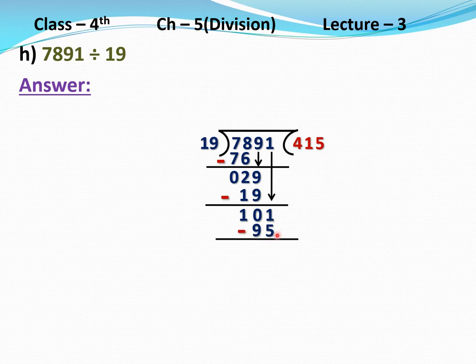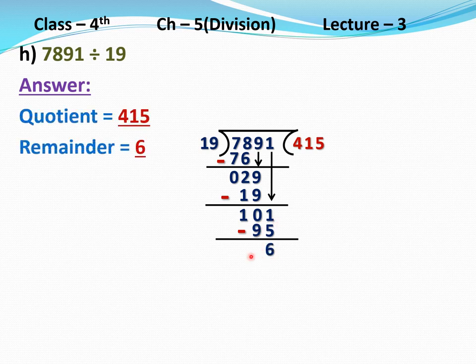1 minus 5 is not possible, so we will take a borrow from the next number. But this is 0. We can't borrow from this 0, so we will take a borrow from this 1. This 1 will give the borrow to this 0, so this 0 will become 10. Now this 10 will give a borrow to this 1. This 1 will become 0 and this 10 will become 9. 11 minus 5 is 6, and write down 0 here. Hence the quotient is 415 and the remainder equals 6. Clear?